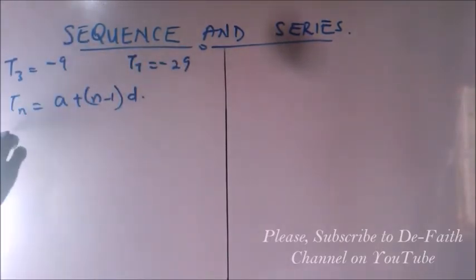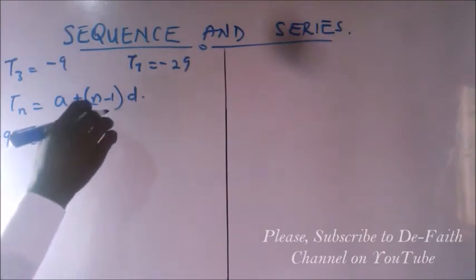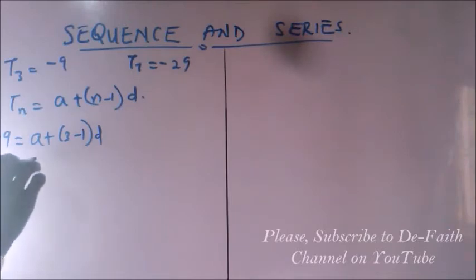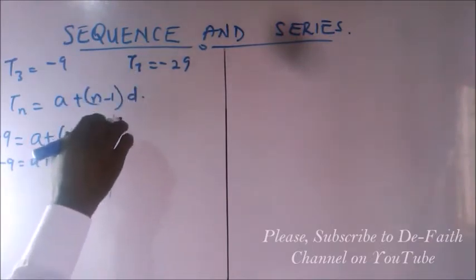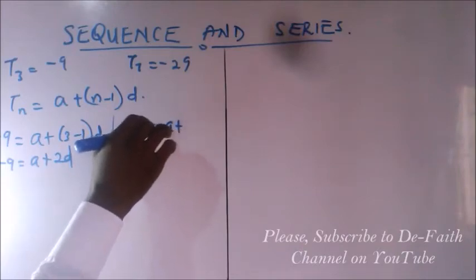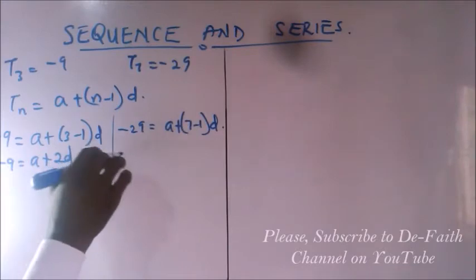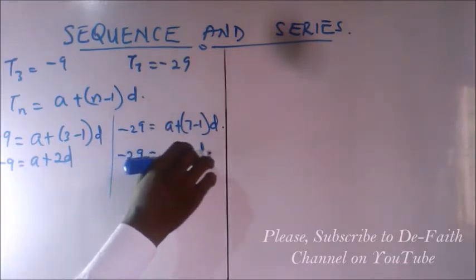Tn is minus 9 over here. A is the first term plus n is the third term, that's 3 minus 1 into bracket d, the common difference, which we do not know. And so we have minus 9 equal to a plus 3 minus 1, that's 2d. Next, we'll have T7 as minus 29 equal to first term a plus n, which is 7 minus 1 into bracket the common difference, which is unknown. So we have minus 29 equal to a plus 6d. Here is equation 2.